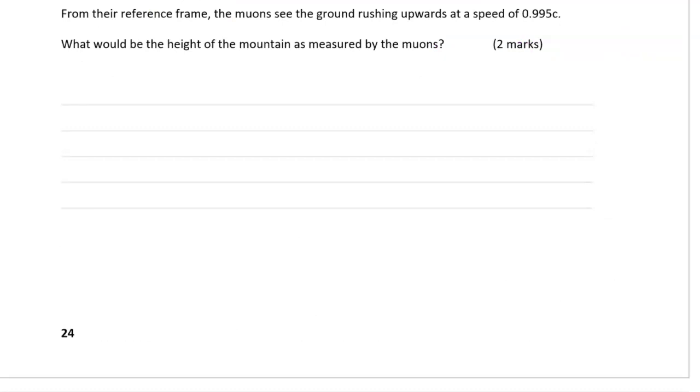Okay, this question's really nice. They've tried to make it clear. From the reference frame, the muons see the ground rushing towards them at a speed of 0.995 c. What would the height of the mountain be as measured by these muons? Again, the muons are going to see that contracted length. The proper length was the height of the mountain measured by those scientists. So I'm going to put it on top of gamma here. So those scientists, what did they measure that mountain to be? It was that 2627 meters. And we're going to divide that by our value of gamma.